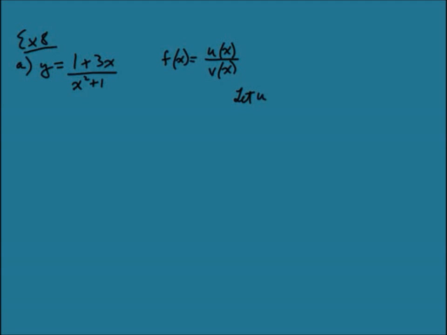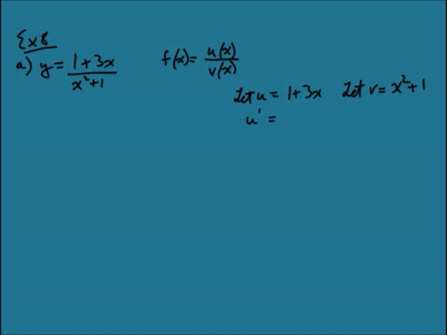Looking at a couple examples, we have example 8 in your textbook. A, y equals 1 plus 3x all over x squared plus 1. So we want this to look like f of x equals u of x over v of x. In other words, we're going to let u equal 1 plus 3x, and we're going to let v equal x squared plus 1.